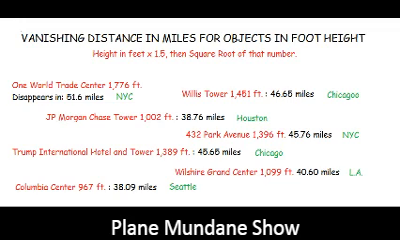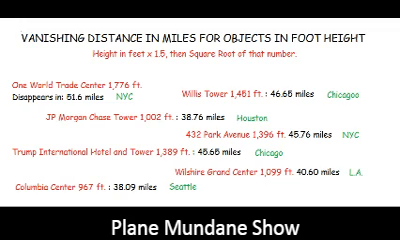The Willis Tower in Chicago, 1,451 feet times 1.5, hit the square root button, gives you 46.65 miles away, and it's gone over the curvature. JP Morgan Chase Tower in Houston, 1,002 feet times 1.5, hit the square root button, it's gone in 38.76 miles. 432 Park Avenue in New York City, 1,396 feet. Multiply that number times 1.5, hit the square root button, 45.76 miles, and it's gone over the horizon.